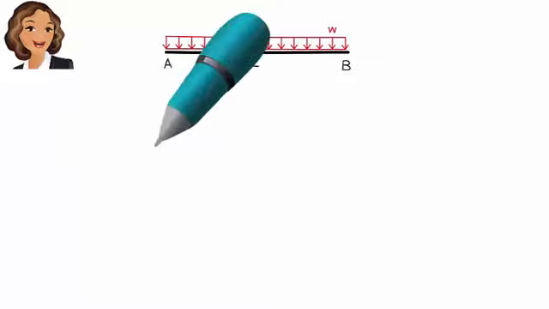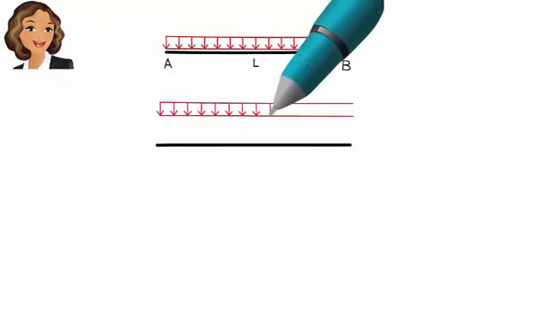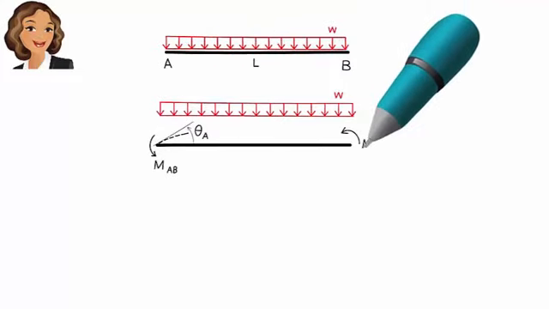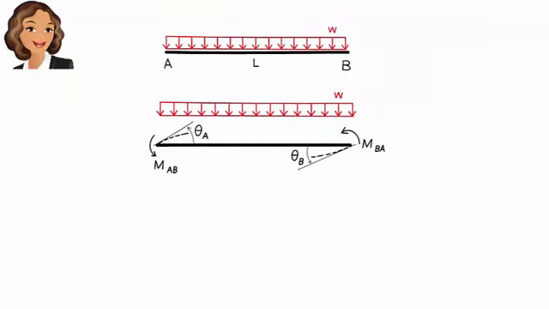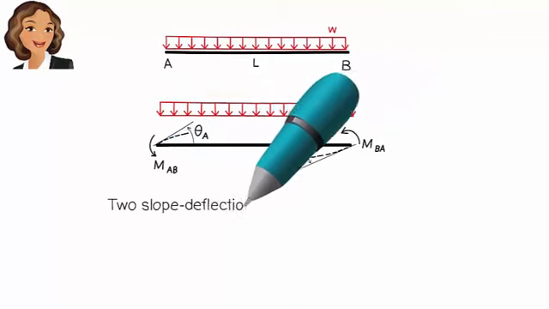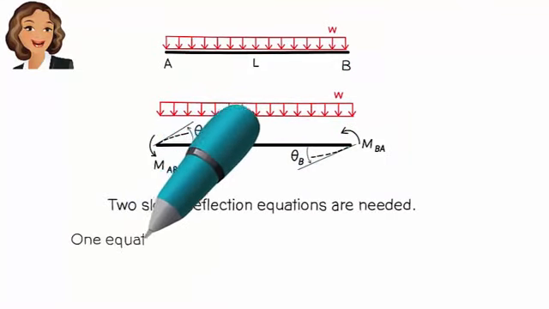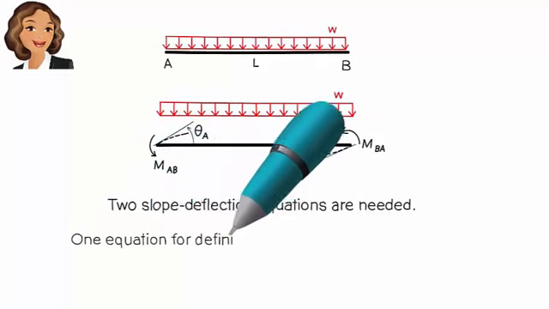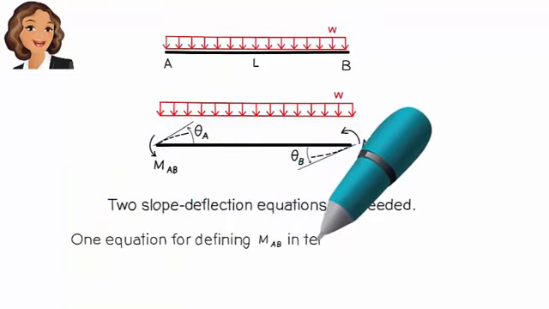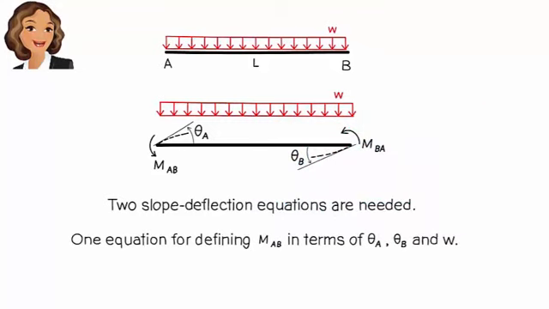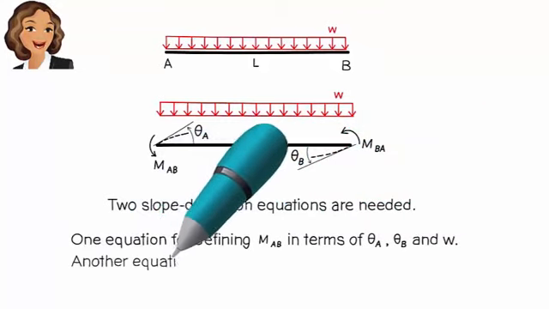We are going to follow our adopted sign convention and show the end rotations and moments in the positive, counterclockwise direction, like this. We need to write two slope deflection equations. We want one equation for defining MAB in terms of theta A, theta B, and W, and another equation for expressing MBA in a similar manner.